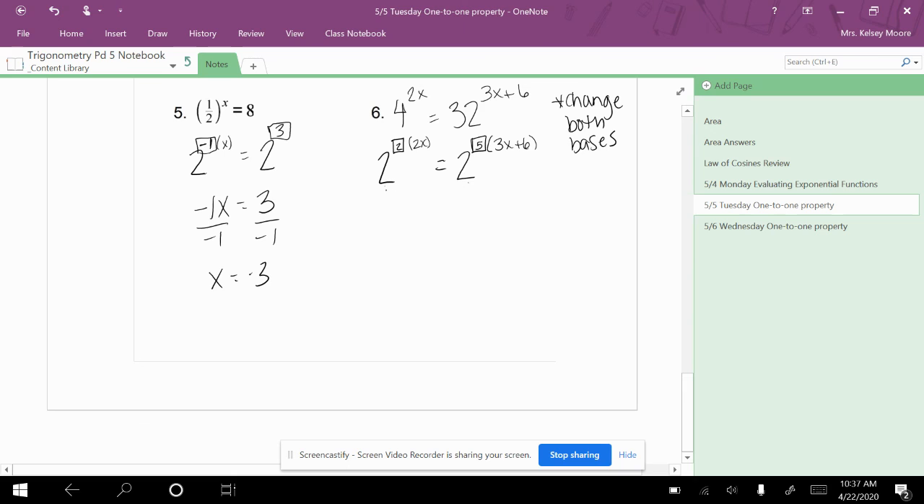Now that I have my bases equal to each other, you can set the exponents equal, but you're going to want to multiply there. So you should end up getting 4x equals 15x plus 30. Subtract the 15x over, and you get -11x. And then you should end up getting x equals 30 over -11. Okay, so with these ones, you have to change the base for both of them. And you just have to think about what numbers both of these numbers go into and how they are related to each other.